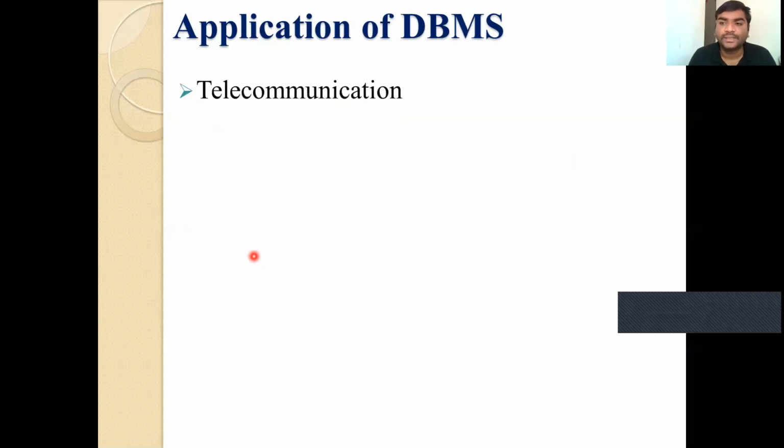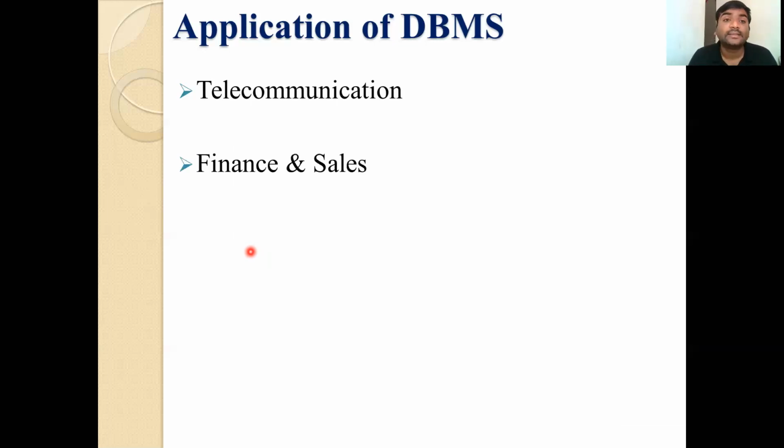Next is telecommunication. In telecommunication, it plays a very important role, as you can see in the current scenario. What is Digital India? Everywhere you will need the mobile network. So for that purpose, in the background, it plays a vital role, as well as the information of your company customers, which is again stored in the telecommunication database. Finance and sales is again an important application of database management systems.